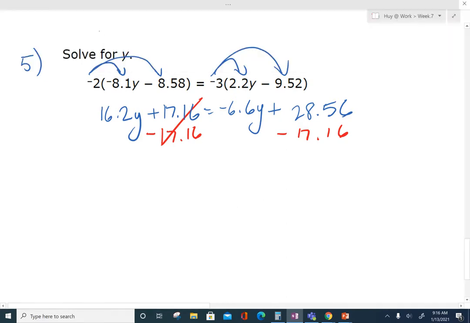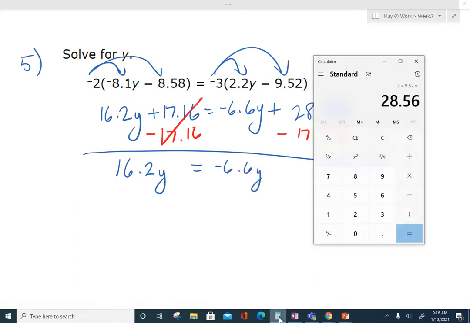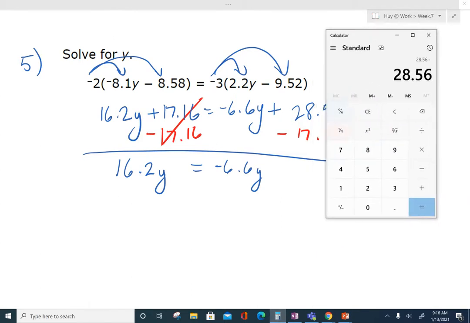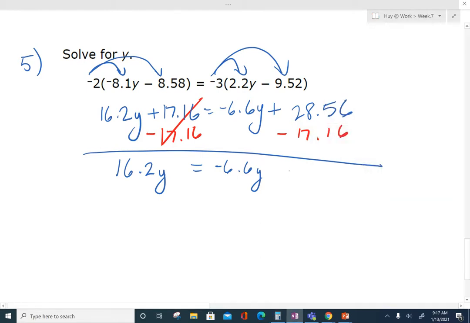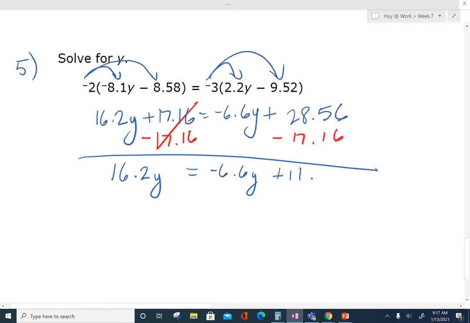So now the problem looks like this. On the left side, we're only left with 16.2y. On the right side, we have negative 6.6y, and we have 28.56. Oh, that's already in my calculator. Minus 17.16. And that's 11.4. So positive 11.4. Oh yeah, because the 6 minus 6 is 0. Okay, I'm just going to leave it as 11.4 though.